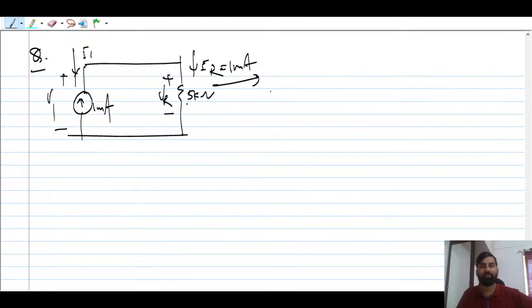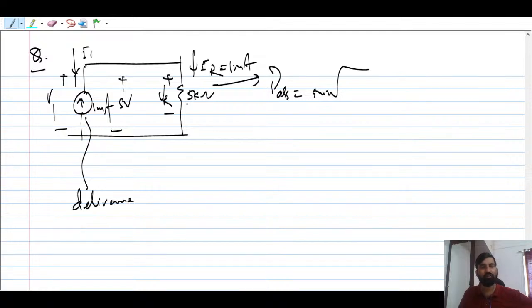So what is the power going to be? The power will be absorbed here, and the power will be 5 milliwatt. Now if someone asks about the current source, the voltage across it is 5 volt only, so you can find out the power here. The power is going to get delivered. It is delivering power. How much power is it delivering? You can say 5 milliwatt.